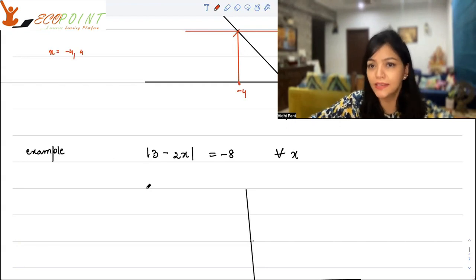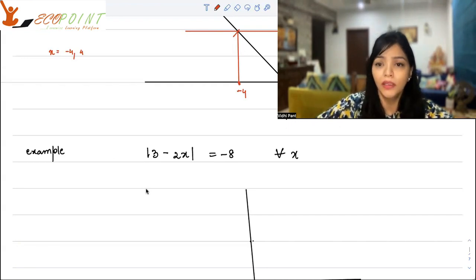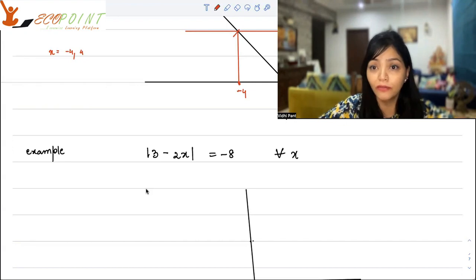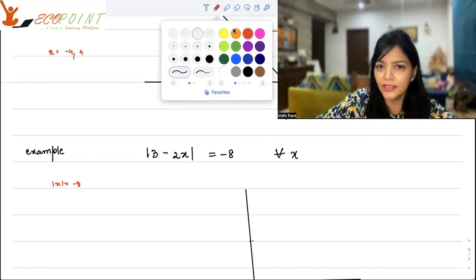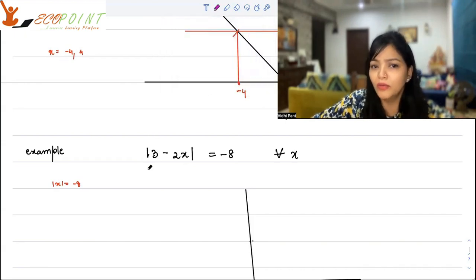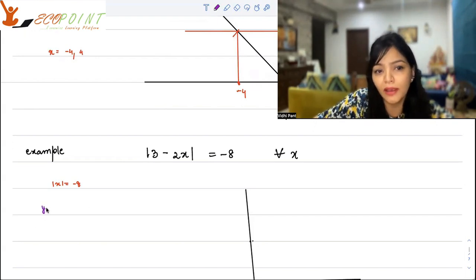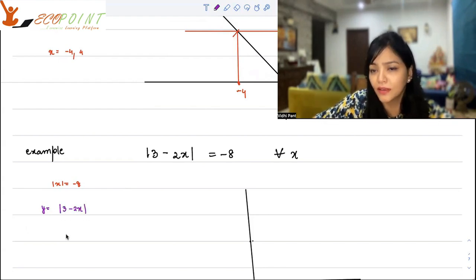Let's increase the intensity of the question now. Let's now look at modulus of 3 minus 2x equals minus 8. If I had given you mod x equals minus 8, you by now know that this cannot have any solution. What about mod of 3 minus 2x equals minus 8? Will the situation differ here? Well, we have 2 functions to care for. One is y equals mod of 3 minus 2x, and the other is y equals minus 8.